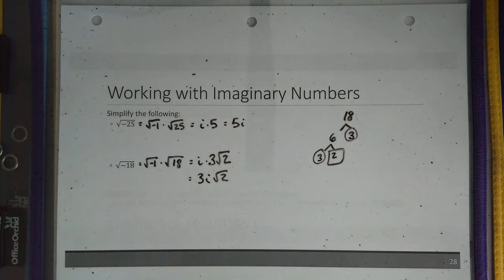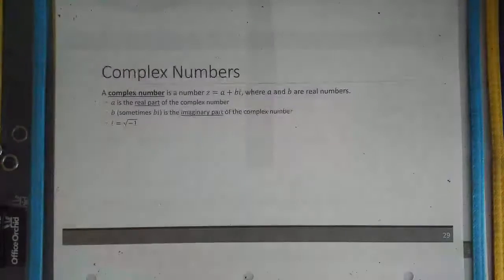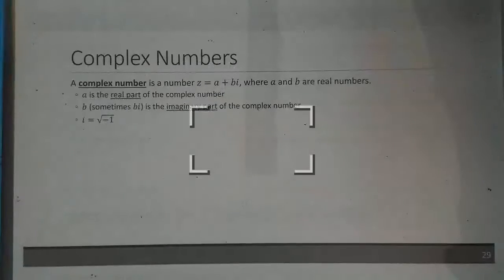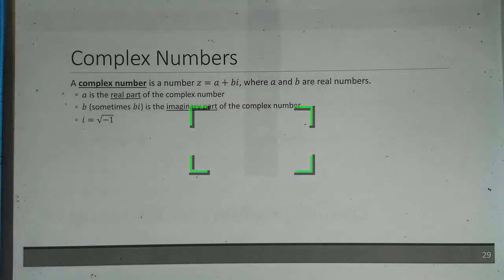So these are imaginary numbers, but we can combine imaginary numbers with real numbers, and that gives us complex numbers. A complex number is a number in the form z equals a plus bi, where a and b are real numbers. We call a the real part of the complex number, whereas b, or sometimes bi, is the imaginary part of the complex number, again where i is equal to the square root of -1.